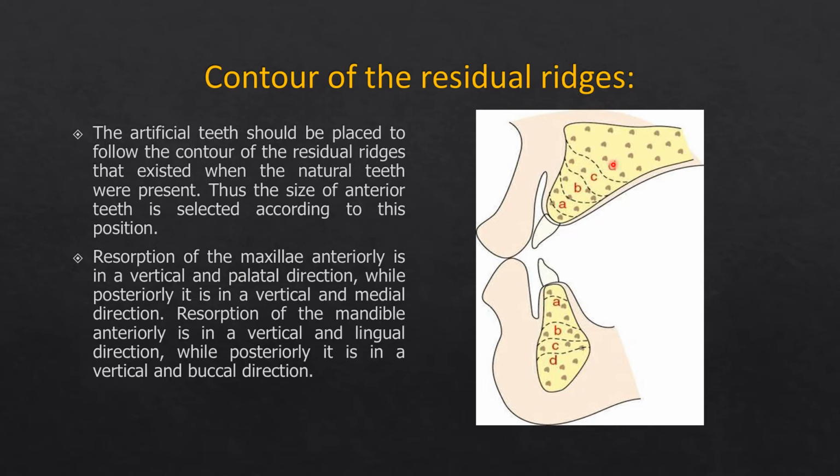So if D is the resorption after 10 years, this will be the final topography or morphology of the maxillary residual ridge, whereas the mandibular residual ridge would have reduced only in height, maintaining its circumference or becoming slightly larger. Whereas the maxillary ridge, if 10 years back it was at point A, after 10 years it has moved back to point D. So in such cases the contour of the residual ridge will allow us to determine whether we use a larger or a smaller anterior tooth.